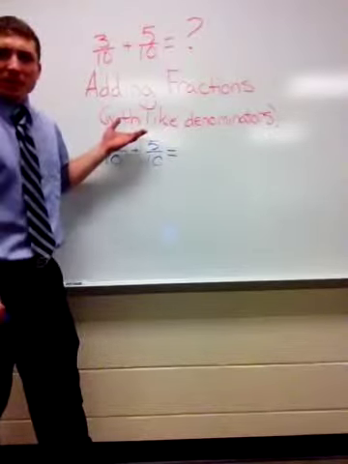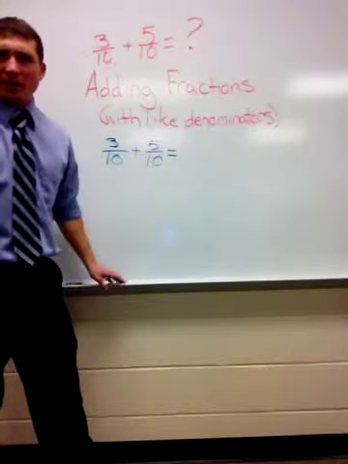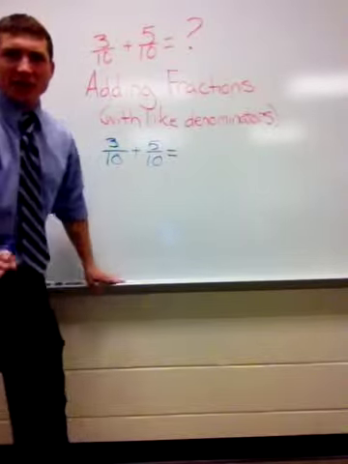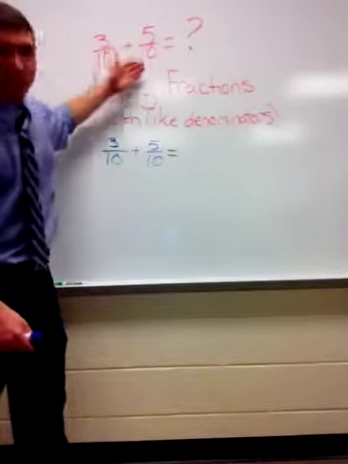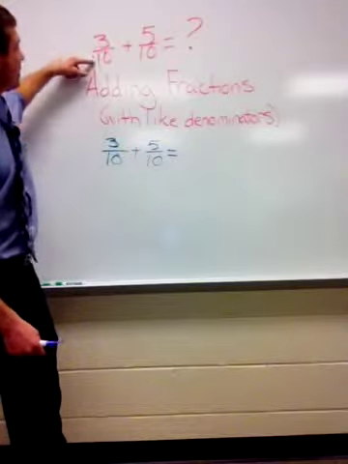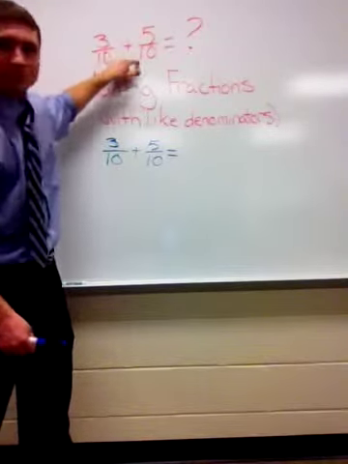Let's look at adding fractions with like denominators. So the first step when you are adding fractions is to check the denominators and make sure they are the same. Our example is 3/10 plus 5/10. We can see that the denominator, or the number on the bottom, is exactly the same in both.